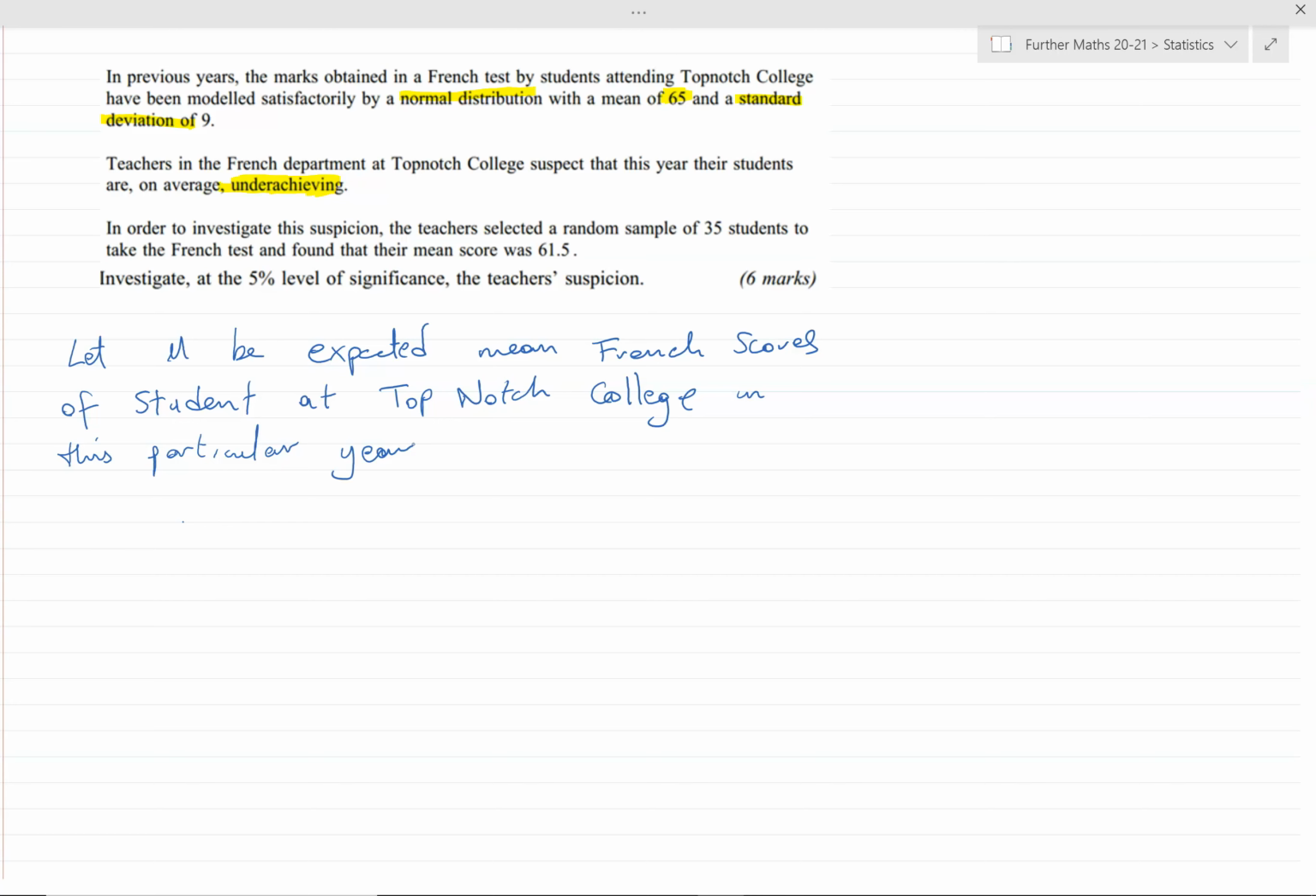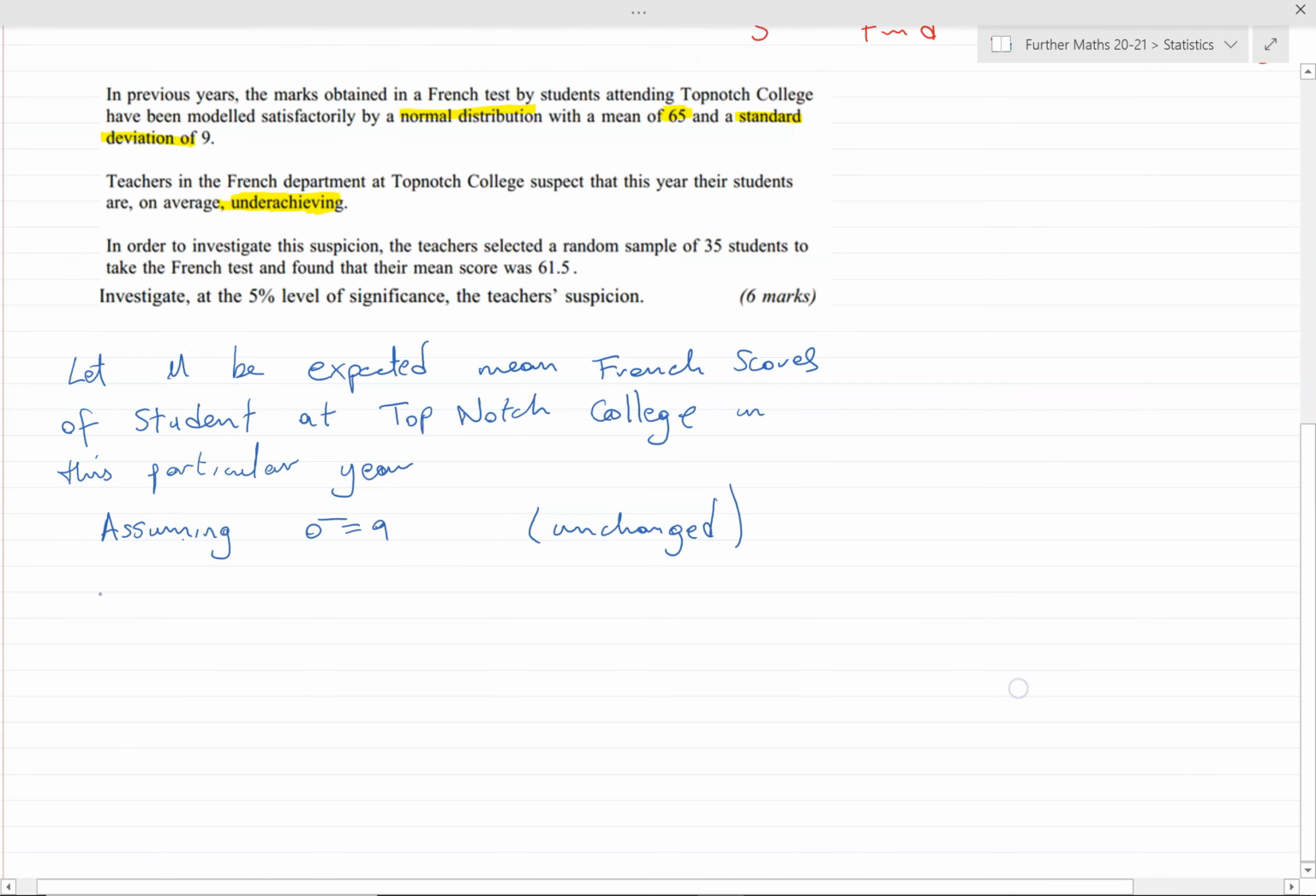Now you probably wouldn't lose any marks for this, but as a learning point, we are assuming the standard deviation sigma equals 9, unchanged. So this test relies, theoretically at least, on knowing what the standard deviation is. Our null hypothesis is that mu equals 65, the same as it always was, and our alternative hypothesis is that it's actually less. These students just aren't as good.